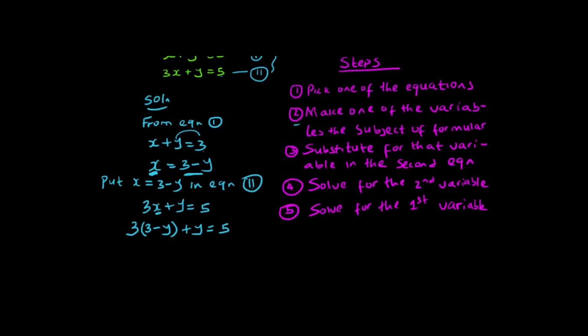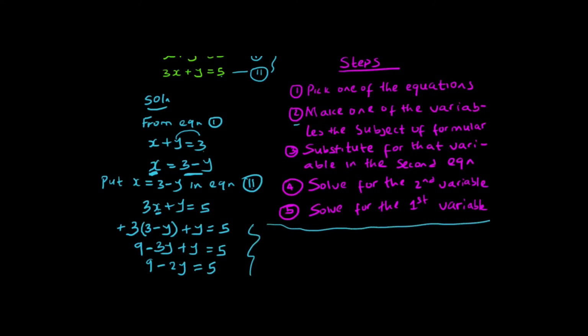Now let's open this bracket. 3 times 3 is 9. 3 times minus y. Remember, you have an invisible plus here, so plus times minus is minus. 3 times y is 3y. Then I have plus y equals 5. So now I have 9 minus 3y plus y, which is minus 2y, equals 5. Now I have to collect like terms. So 9 will come and meet 5 because they are both numbers. Minus 2y equals 5. Now the sign of 9 here is plus. When it crosses the equal to sign, it becomes minus 9. So I have minus 2y equals 5 minus 9, which is minus 4.